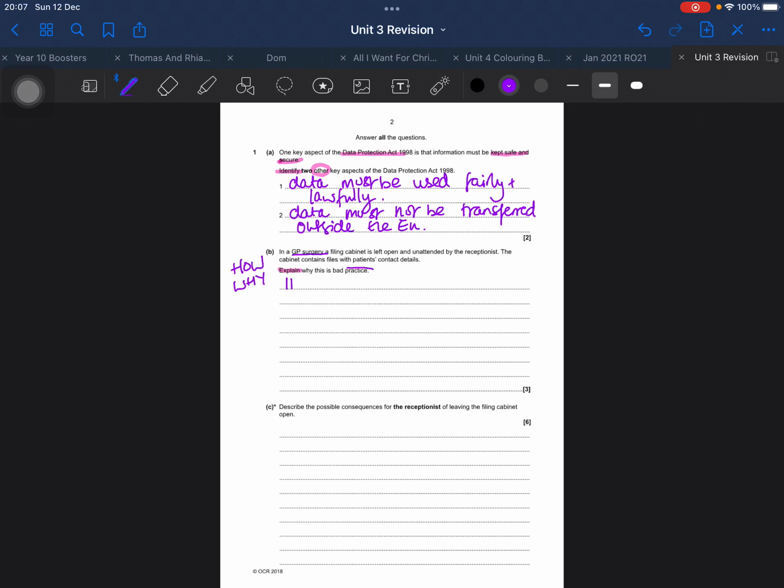So you could say it is bad practice because it puts patients at risk of abuse or harm. So we know that that is one of our patients' rights. We did that in Unit 2. And we have to now explain why that could be an issue.